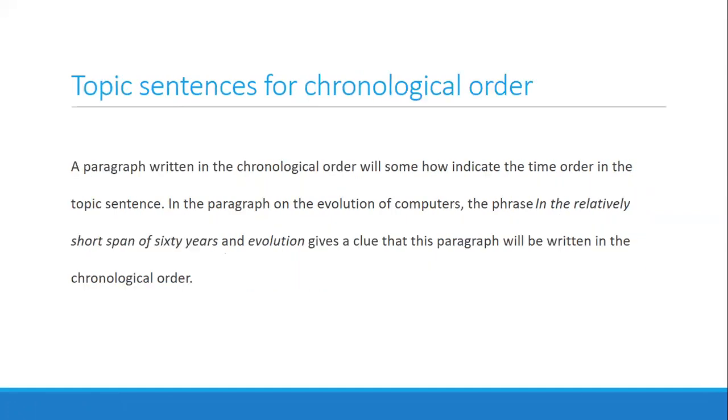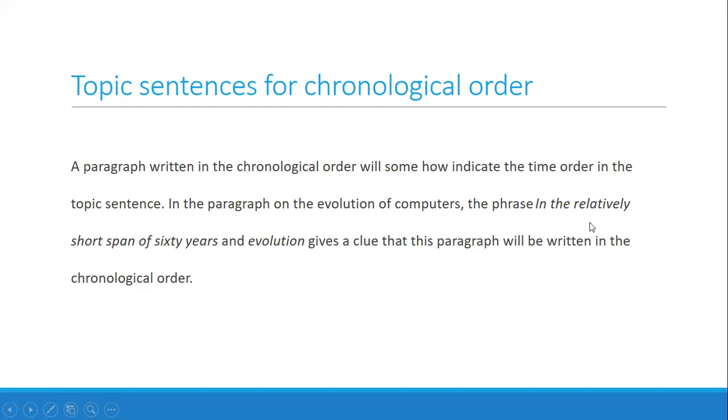Topic sentence or chronological order. A paragraph written in the chronological order will somehow indicate the time order in the topic sentence. Chronological order එකකට අපි paragraph එකක් ලියනකොට ඒකේ topic sentence එකේ මේක chronological order එක ලියන paragraph එකක් කියන සංඥාව අදහස දෙනවා. Right?